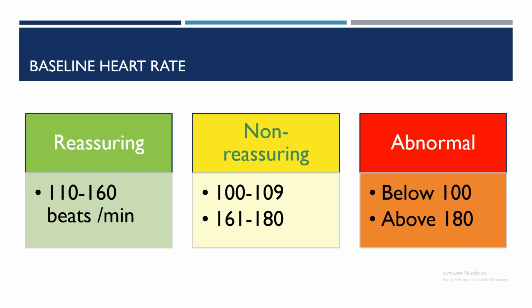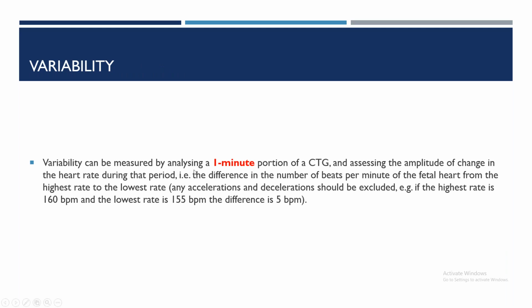Now the next part is the variability. How are you going to measure it? You have to analyze a 1 minute portion of the CTG. You have to take any 1 minute portion excluding accelerations and decelerations. Any accelerations or decelerations should be excluded. You have to assess the amplitude of change in the fetal heart rate, and you have to record it.